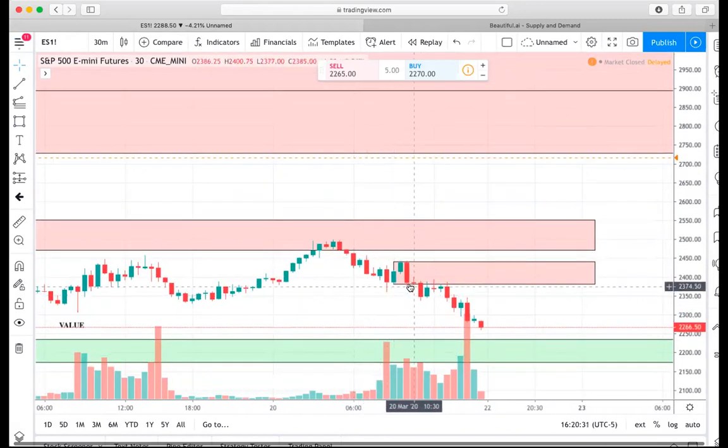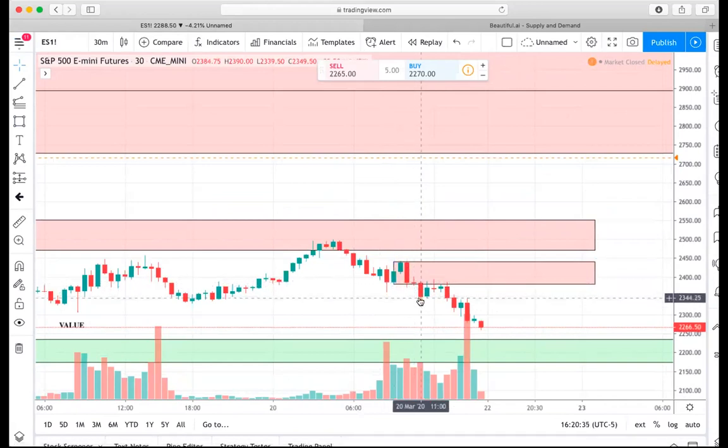All right, so there's the zone right there. That's the drop, base, drop. Comes down. You don't want to get in this first time because you don't know it's happening, right? You don't see that until it's created the supply. And then it drops down, you don't have to chase it.